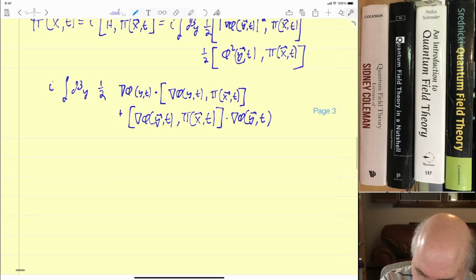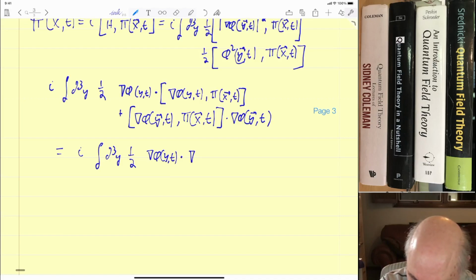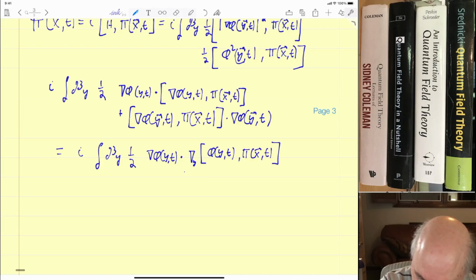Okay. Now, I know people are still a little confused by this, but we can just take the gradient out of here. So it really becomes the integral of d³y, 1/2 del phi dot del. And the del, you should think of this as a del y, obviously. Del y I'll put on here times the commutator of phi of y comma t, pi of x comma t. And the other term is basically the same.